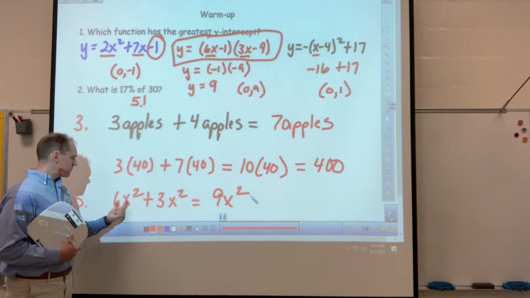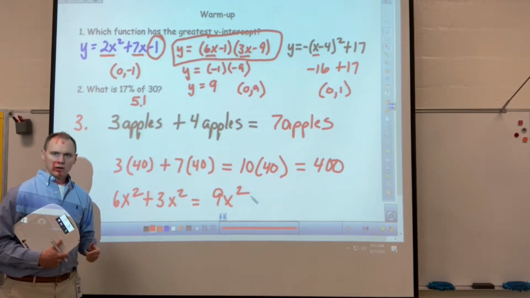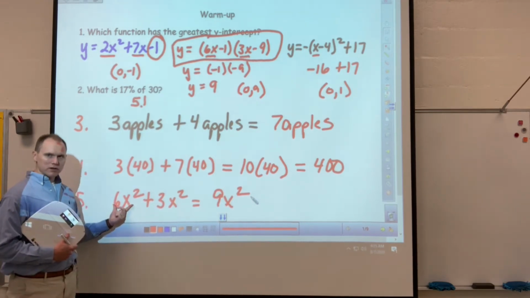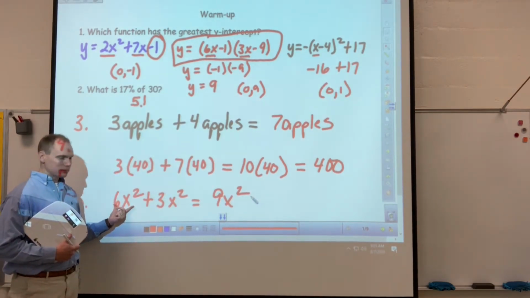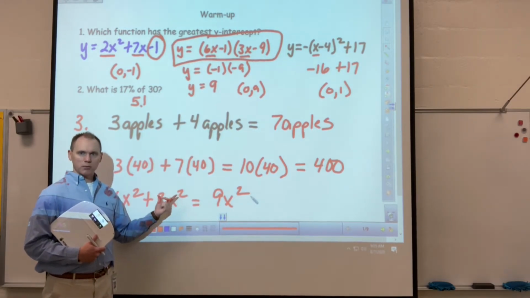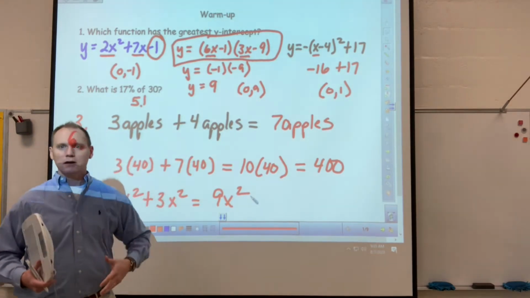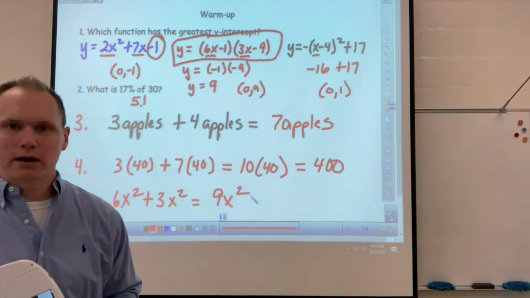So we have 6 of that quantity plus 3 of that quantity equals 9 of that quantity. Again, you could write x squared plus x squared plus x squared six times. Or over here you could write x squared plus x squared plus x squared. So you have 9 x squareds adding together, which of course is going to be 9x squared.